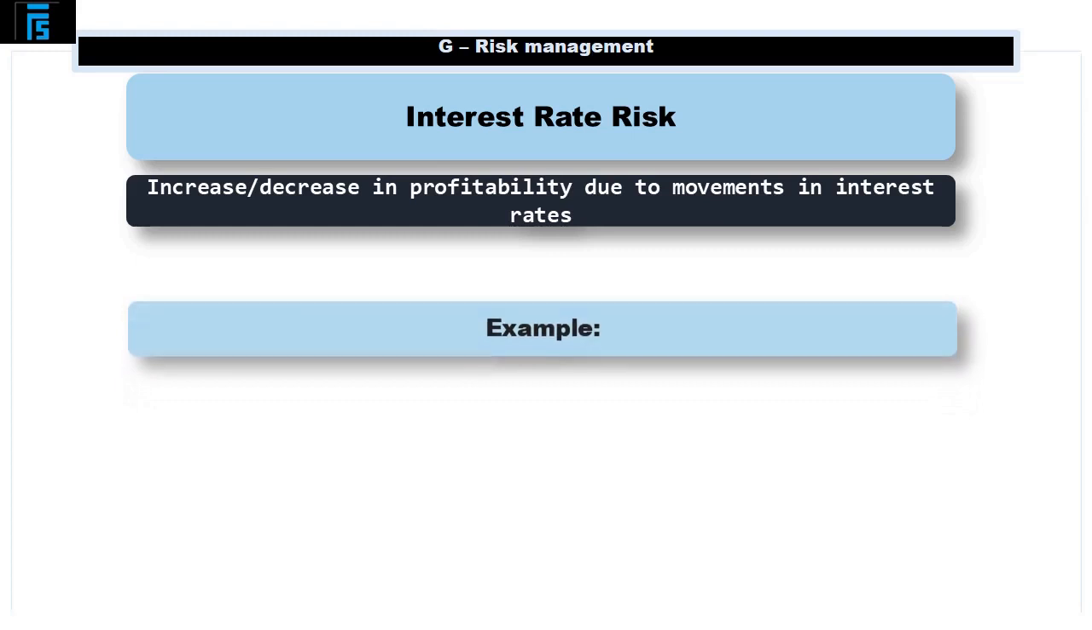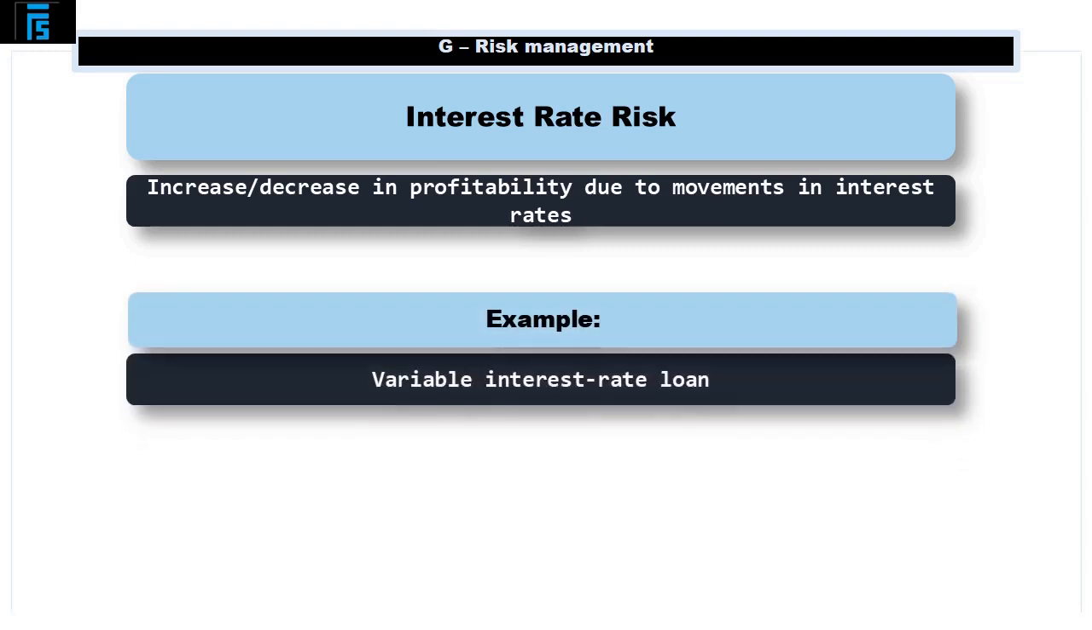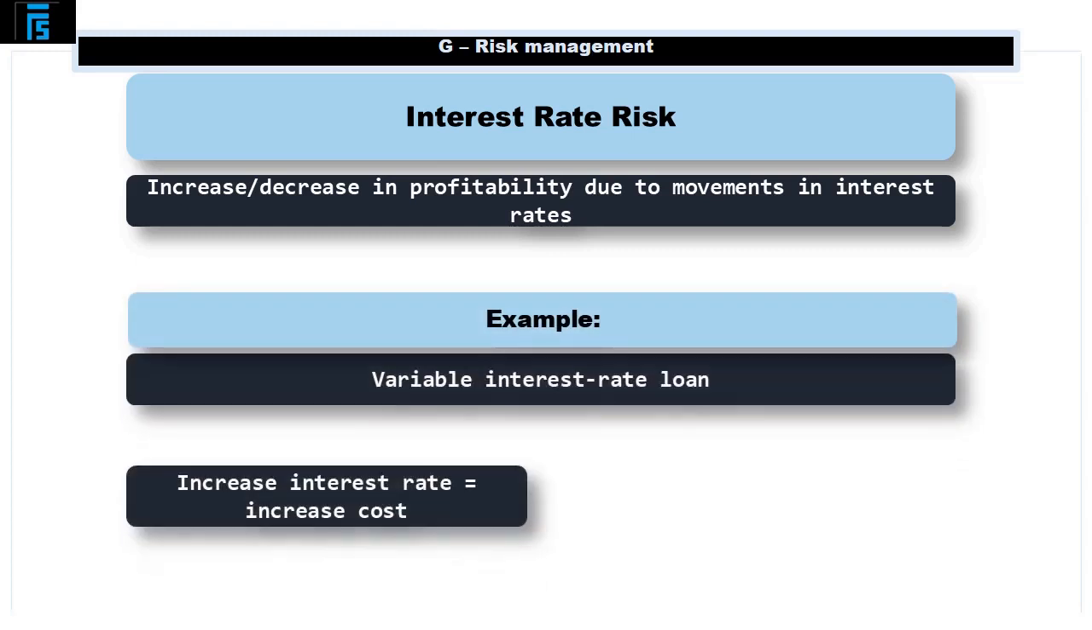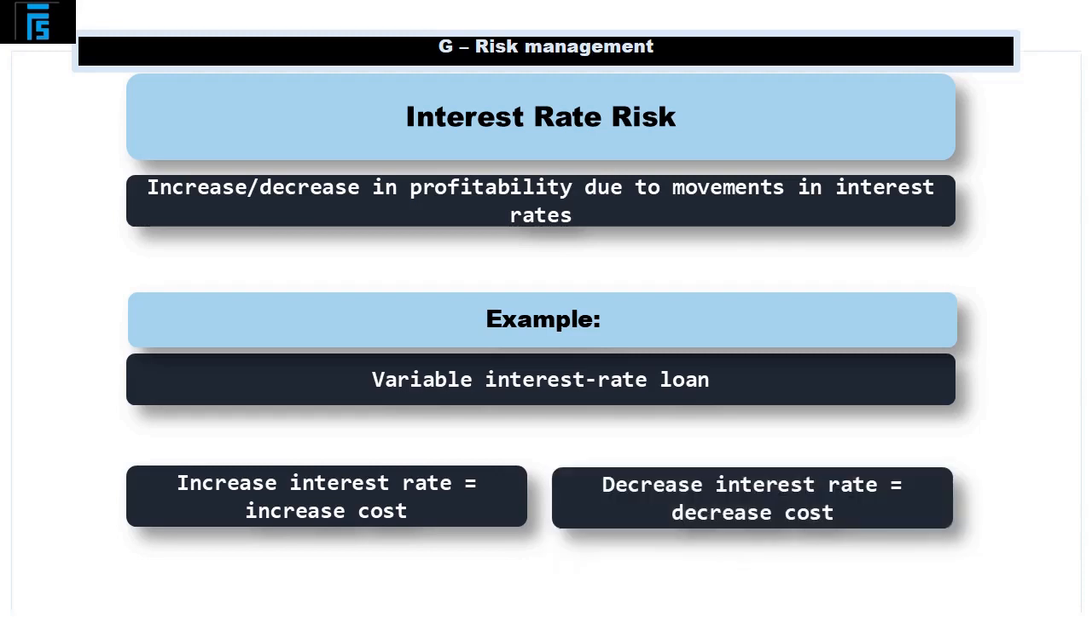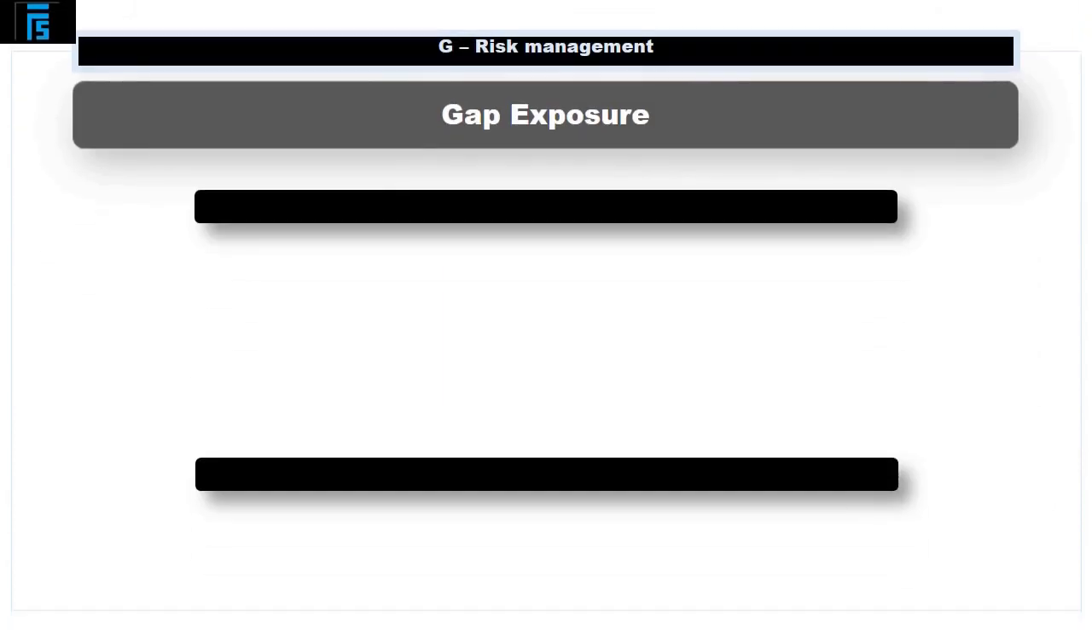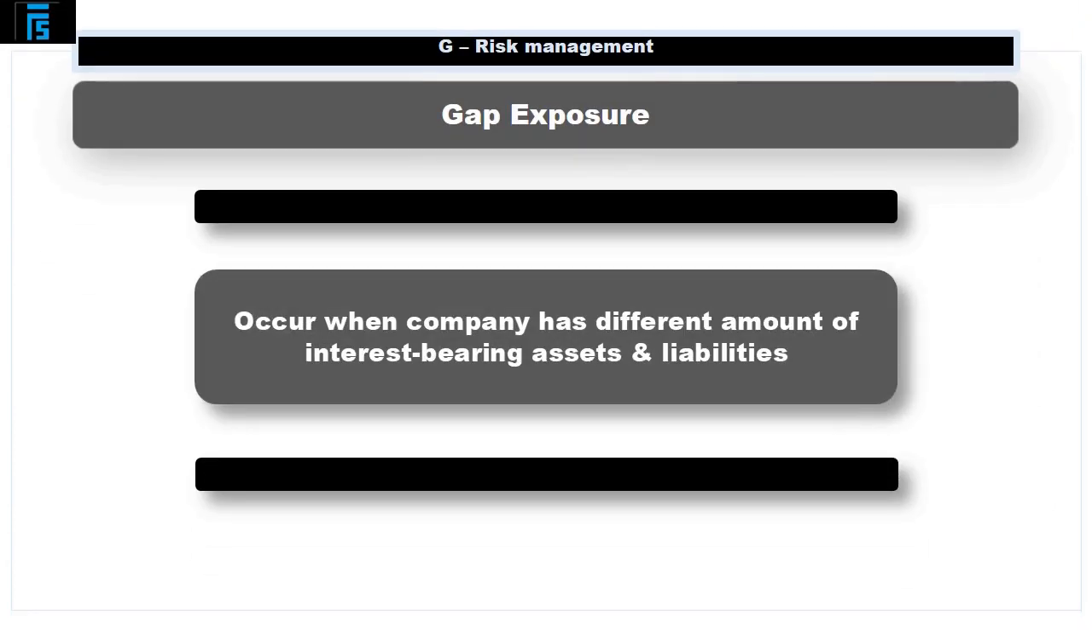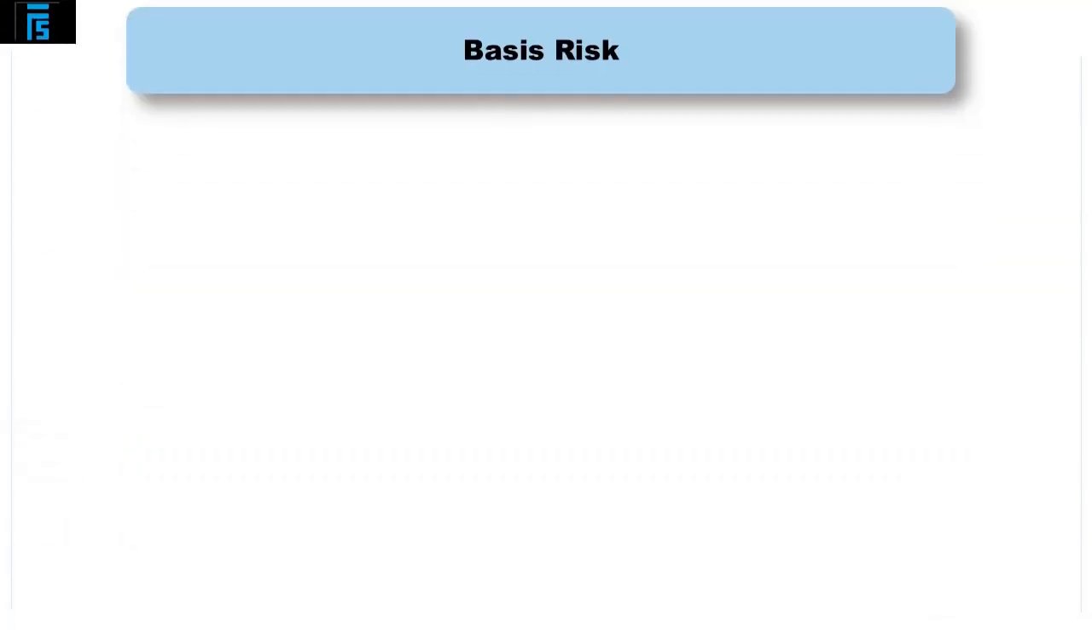Interest rate risk is an increase or decrease in our profitability due to movements in interest rates. A simple example of this is a company with a variable rate loan. If that variable rate increases, interest payments will increase. If the variable rate falls, then interest costs will fall. Gap exposure occurs if the company has a different amount of interest-bearing assets and liabilities. The net exposure will generate an impact on profit when interest rates move.